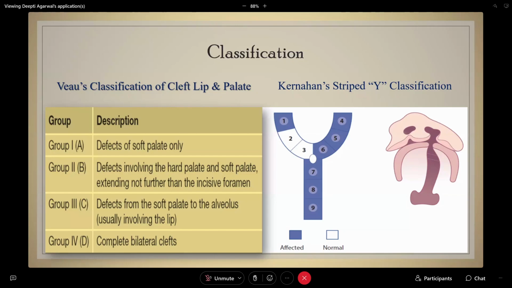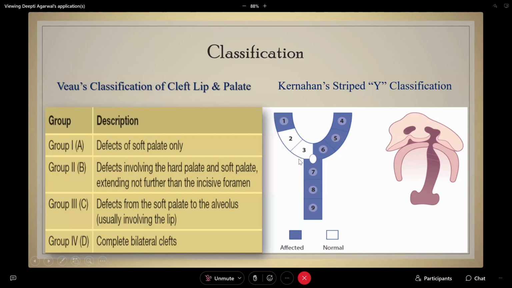which is also an entity. So then, in the 1950s, Kernahan and Stark proposed this classification of striped Y, which was based on the incisive foramen. This oval represents the incisive foramen, and then the blocks are numbered from 1 to 9. Here, the involved areas are shaded, and the uninvolved areas are not shaded.